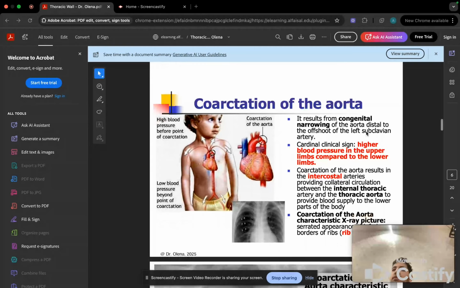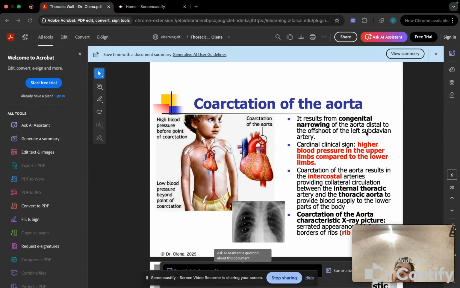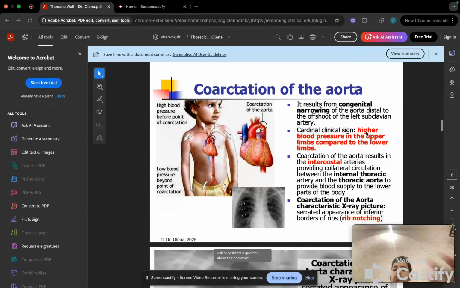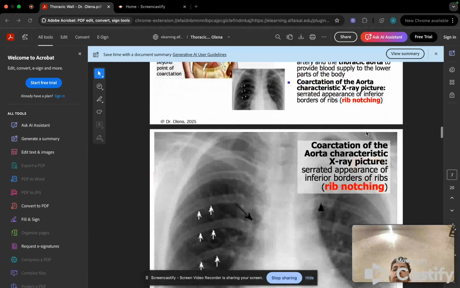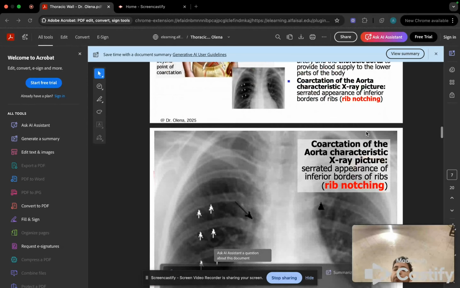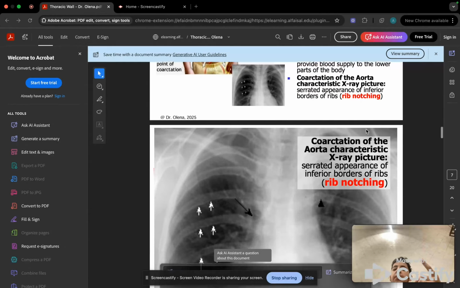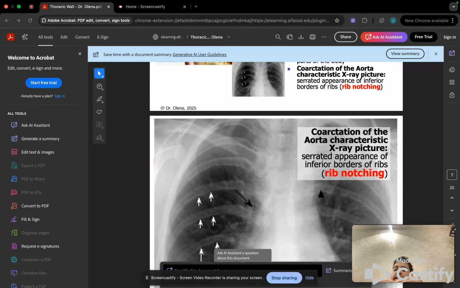Now, how is that related to our lesson? As we said, you can see it in rib notching. Okay, how is the rib notched? How is it defected? How is it degraded? The cause is the high blood pressure in the arch of the aorta and all the ascending arteries that come out of it.